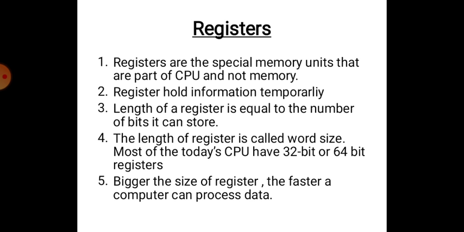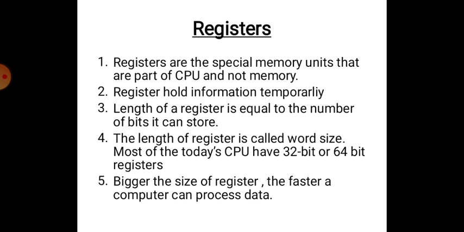Registers, point number 1. Registers are special memory units that are part of CPU and not memory. So students, registers are related to CPU and not to memory. Point number 2. Registers hold information temporarily. Point number 3. Length of the register is equal to the number of bits it can store. So students, register is where data is stored temporarily, and the number of bits in a register is its length. The length of register is called word size.